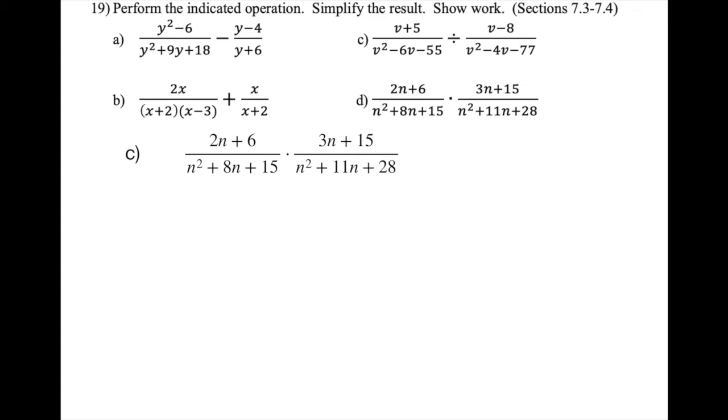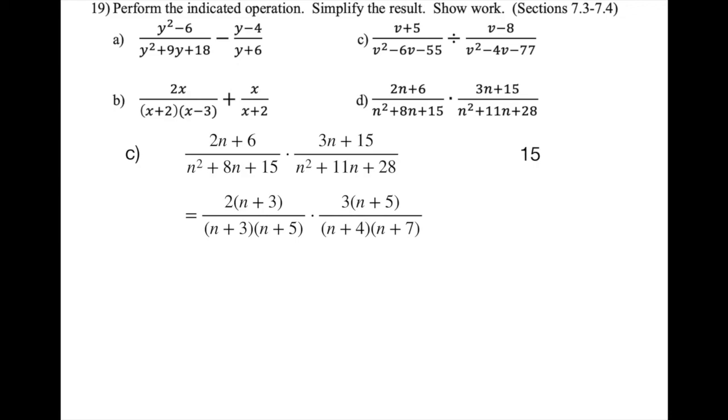Part D, it's a multiplication, which is very similar to part C. So we were just starting with factorizing the polynomials in a numerator and denominator. So up here, this numerator has a common factor of 2. So it will become 2 times n plus 3. Denominator, we use the AC method. Factor the 15 so that the summation is 8. So that will become n plus 3 times n plus 5.